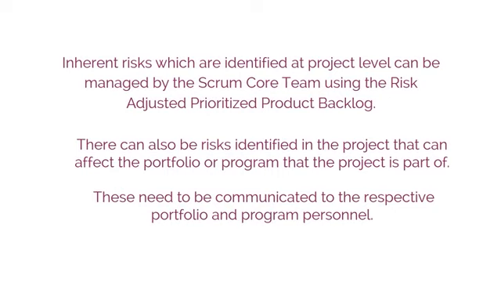Inherent risks, which are identified at the project level, can be managed by the Scrum core team using the risk-adjusted Prioritized Product Backlog. However, there can also be risks identified in the project that can affect the portfolio or program that the project is part of. These need to be communicated to the respective portfolio and program personnel.